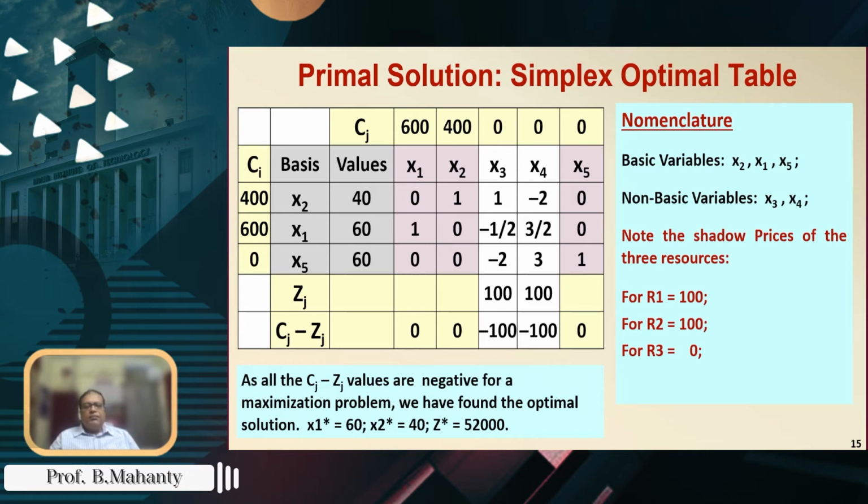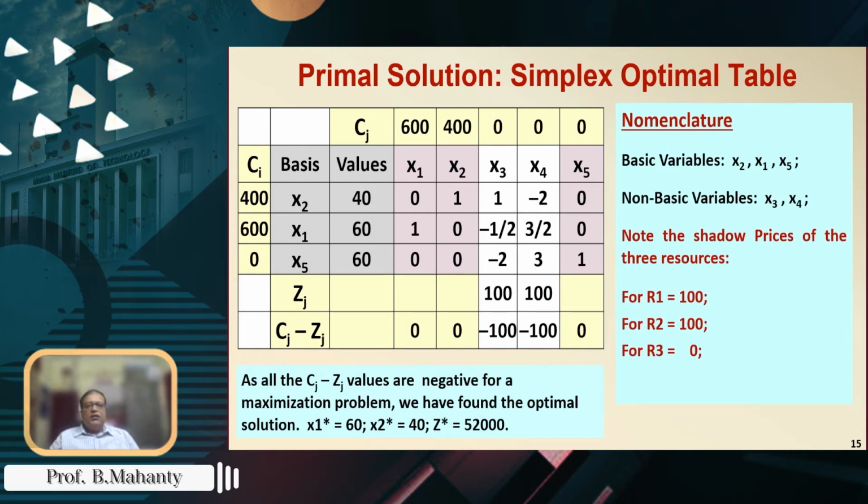But interestingly, please observe the Cj minus Zj values of the simplex optimal table. Look here, the absolute values of the Cj minus Zj in the final table are called the shadow prices. They are called the shadow prices of the three different resources. So what are the shadow prices? The shadow prices are R1 equal to 100, R2 equal to 100, and R3 equal to 0.